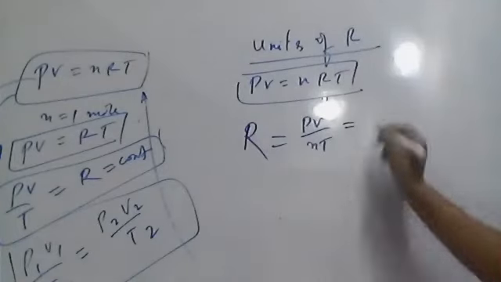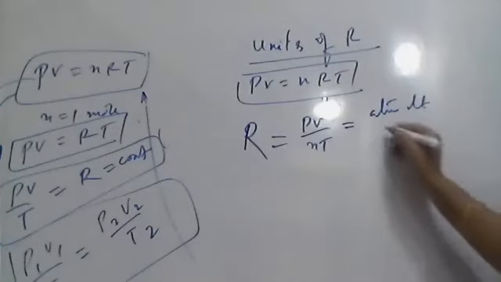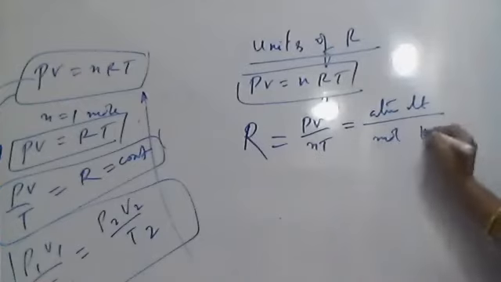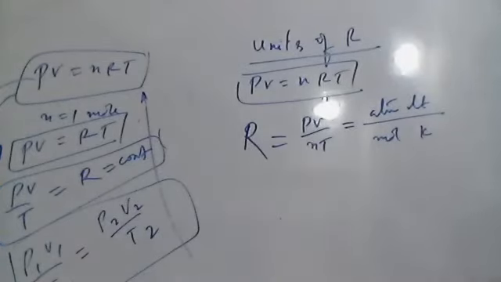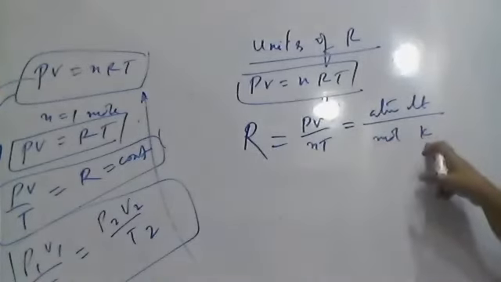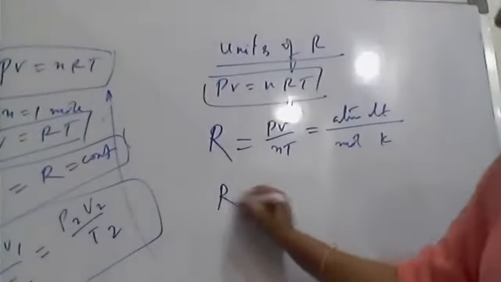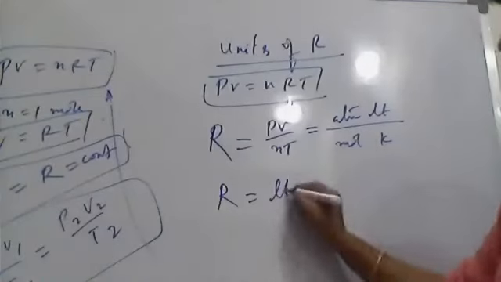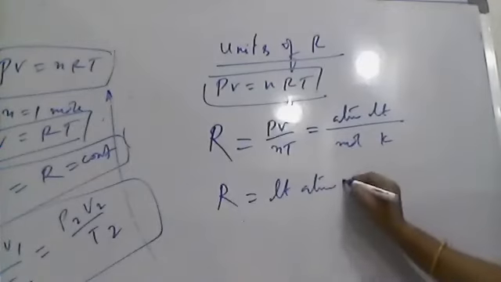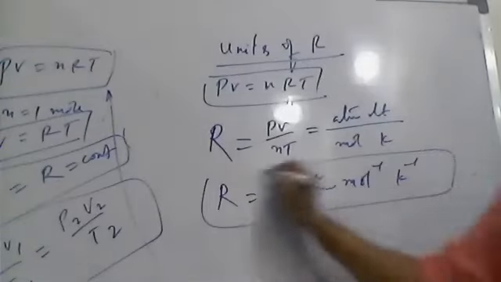Pressure is taken in atmosphere. Volume is taken in liter. Then number of moles n, in mole. And temperature in Kelvin. Is that clear? So what are the units of R? Liter atmosphere per mole per Kelvin. This mole goes down, becomes inverse. R can be expressed as liter atmosphere per mole per Kelvin. Is that clear?